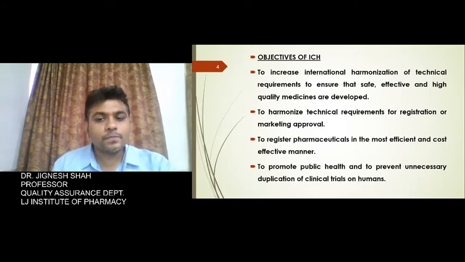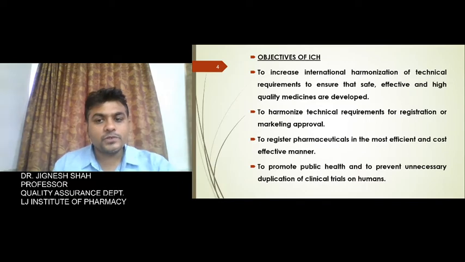The second most important objective of the ICH committee is to harmonize the technical requirements which are necessary for registration of the drug, or for the marketing approval of a drug in a particular country. If all the registration requirements are the same throughout the world, then it becomes very easy for manufacturers to register the drug and get marketing approval in different countries, and in this way we can make medicines available to all the people throughout the world.